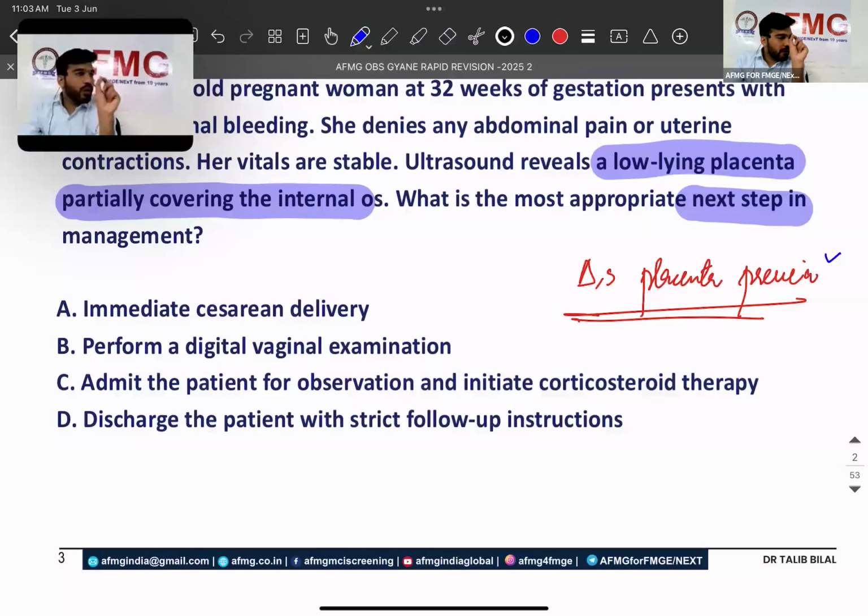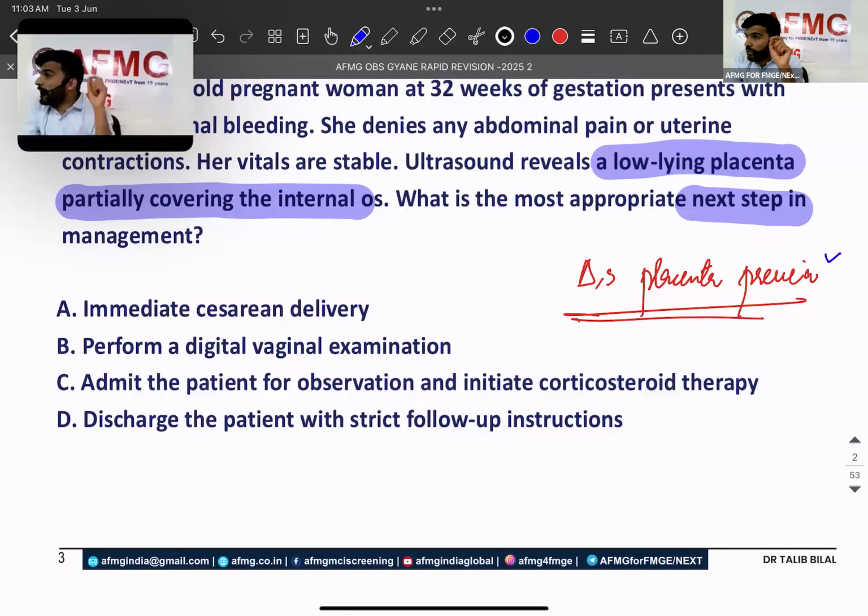But before that, for every obstetrics question, there are always three answers. Why three? Preterm, term, postterm. The condition is the same, but the treatment is going to be different.